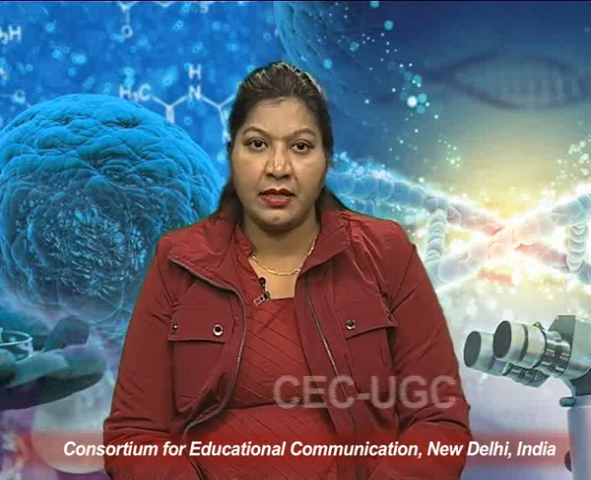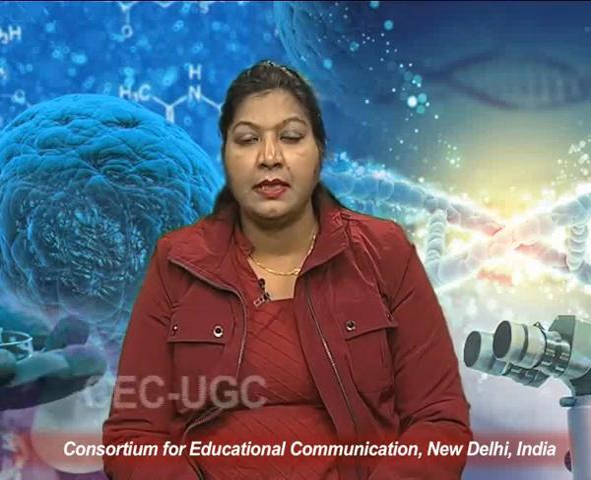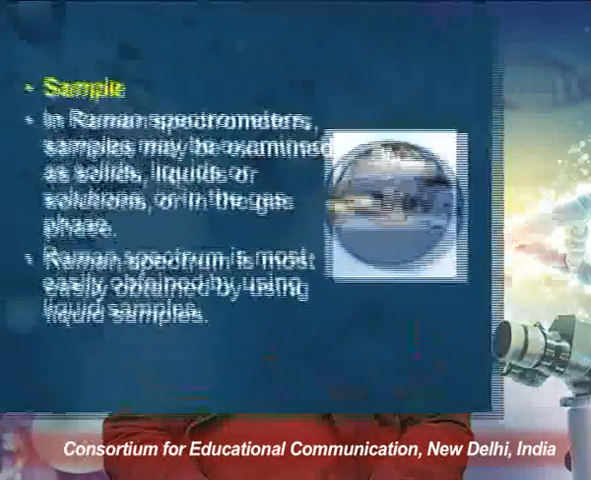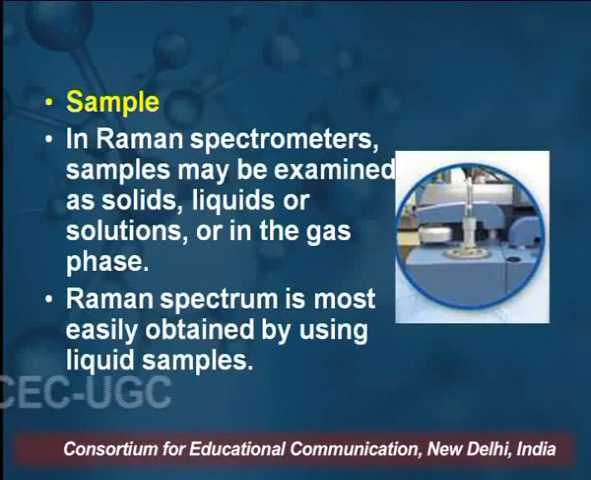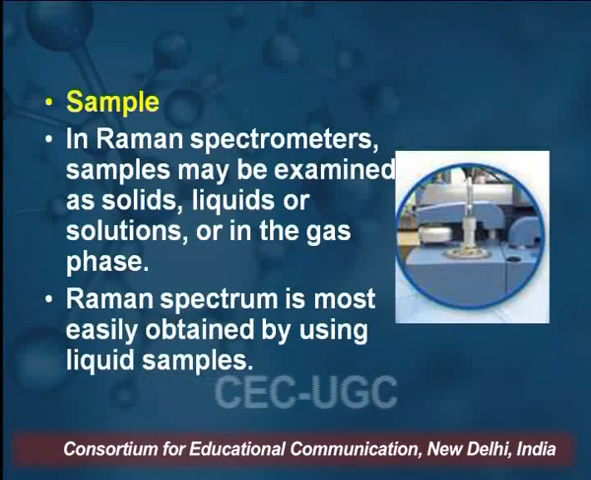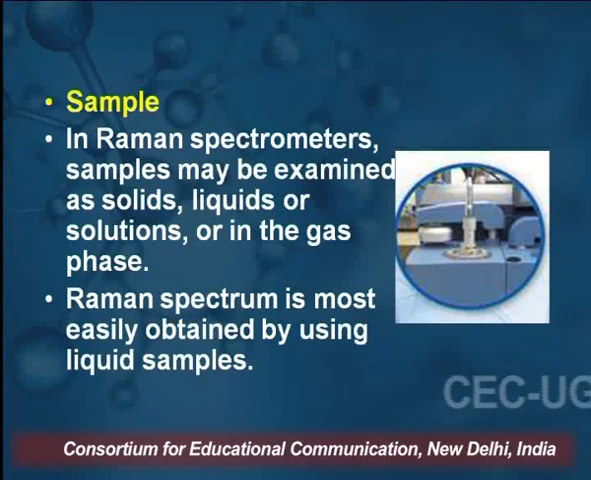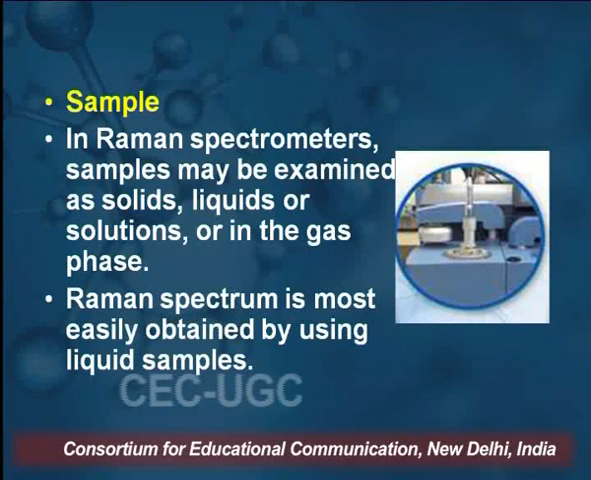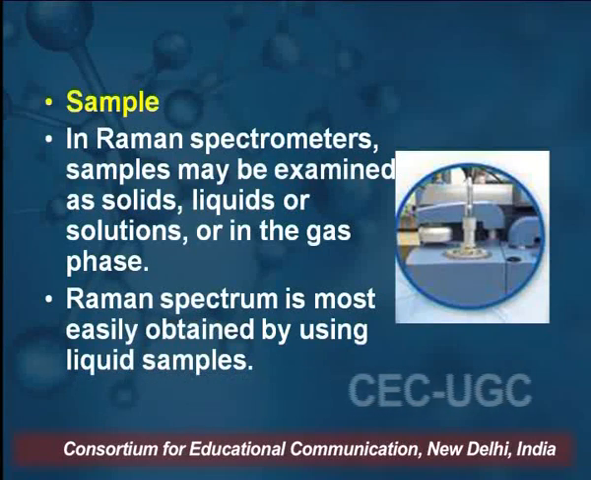Gas samples. Gases are normally contained in glass tubes of 1.2 centimeter diameter and about 1 mm thickness. Gases can also be placed in a small capillary tube, which is put in the sample holder and characterized for Raman scattering. You see in the diagram that this is a sample holder where we can put the sample for characterization. In the Raman spectrometer, samples may be examined as a solid, liquid, solution, and in the gas phases. Raman spectra are most easily obtained by using liquid samples.